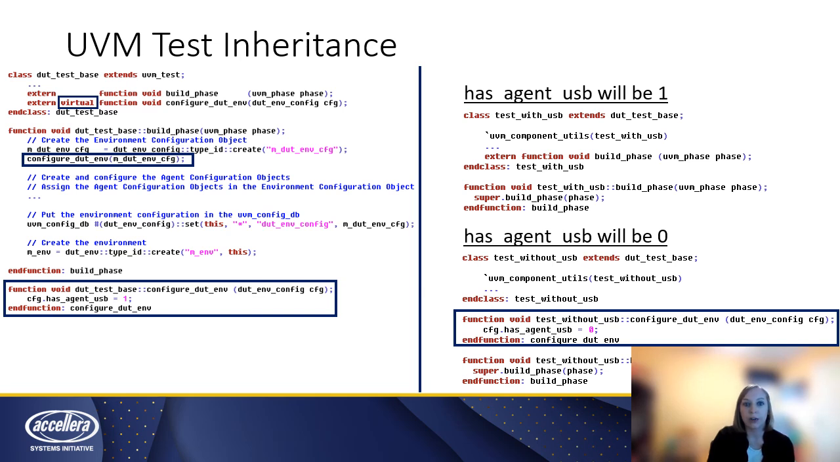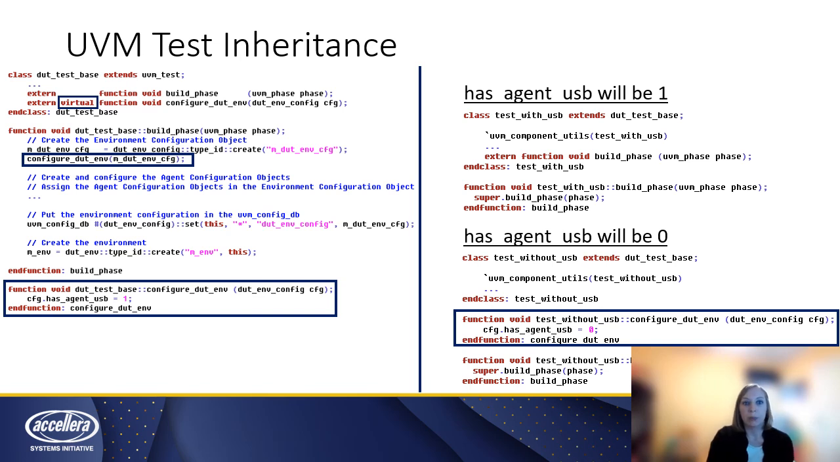This overriding function follows the same prototype as the function in the base class, the same name, inputs, and outputs. Because virtual methods are inheritable and overridable, there's only one implementation of a virtual method per class hierarchy, and it is always the one in the last derived class. When this inherited test then calls super.build, it executes its own overriding function. Instead of the function in the base class, the function in the derived test without USB class is executed. It sets has agent USB to 0, resulting in the USB agent not being created.